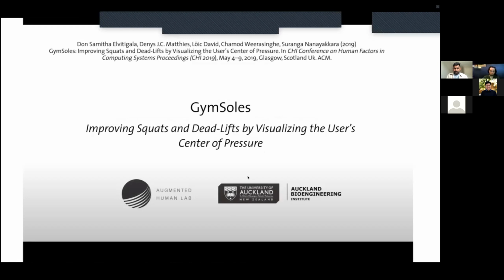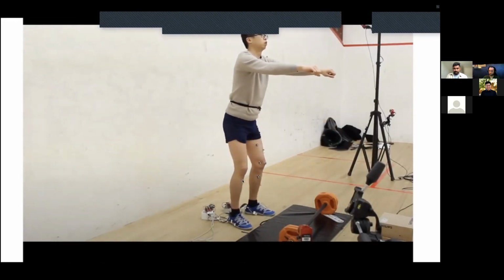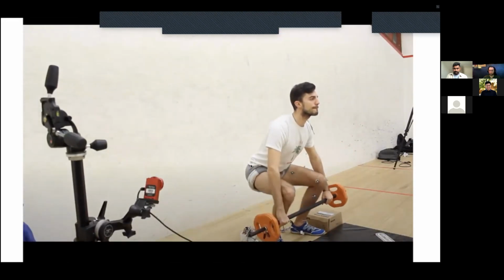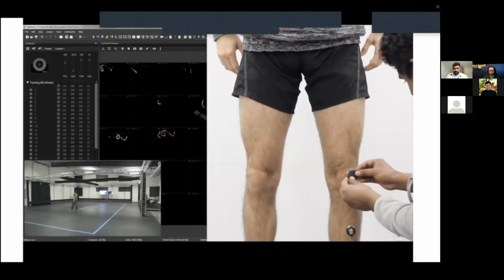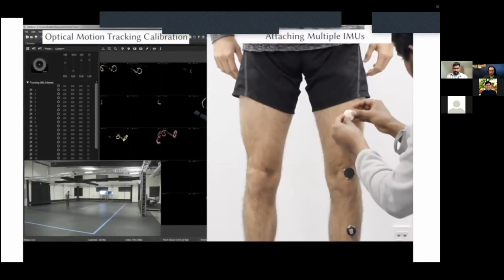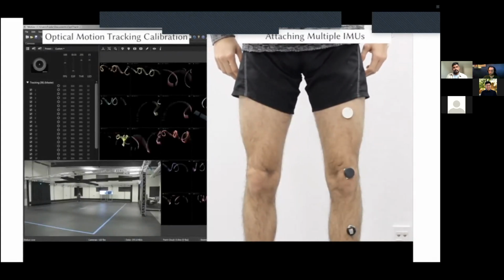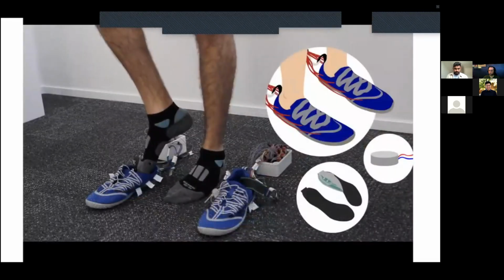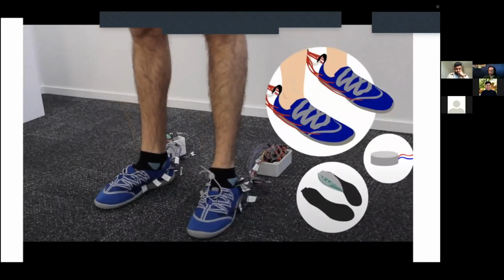We present GymSoles, a system which assists users to improve squats and deadlifts by solely visualizing the user's center of pressure. The correct execution of exercises such as squats and deadlifts is essential to prevent bodily injuries. Existing solutions either rely on expensive motion tracking or multiple inertial measurement units-based systems. These systems are considered impractical, requiring extensive setups such as individual calibrations. This paper, therefore, introduces a proof-of-concept prototype, GymSoles, an insole system that provides feedback.